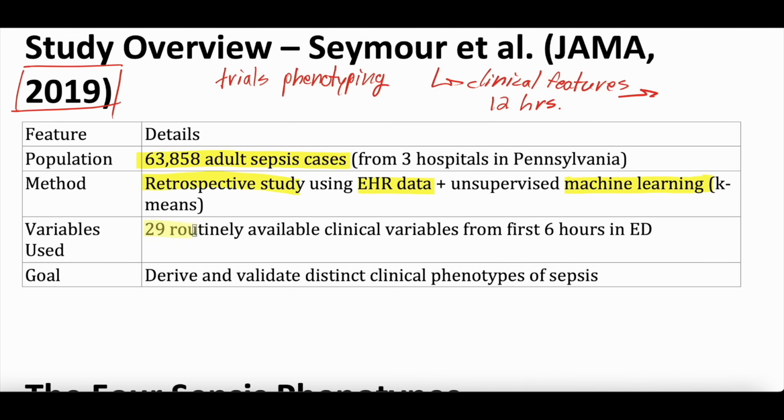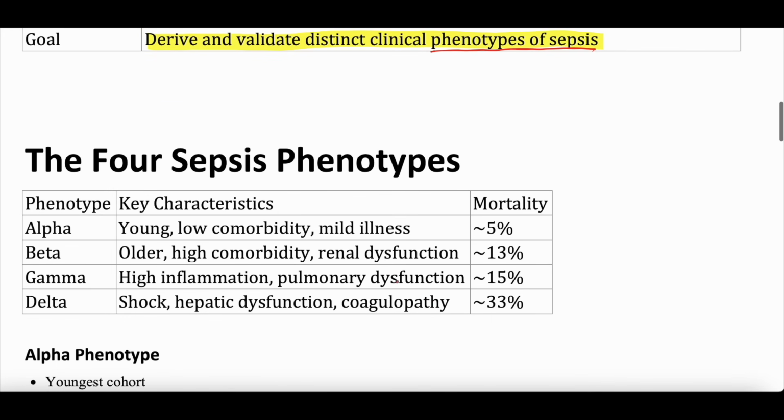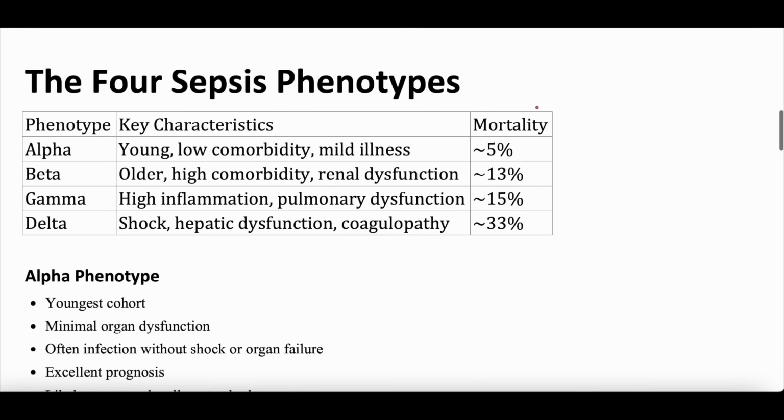They then found 29 routinely available clinical variables from the first 6 hours. We said 12 above, but it was even less than that: the first 6 hours in the ED. Then they looked at these variables to try to validate whether there were distinct clinical phenotypes of these sepsis patients. They used complex algorithms, again above our level of understanding, to see if there were clusters of variables that would represent specific phenotypes of sepsis. And what they found was that there seemed to be 4 different sepsis phenotypes. Now, the caveat to all this is that it's based on one trial, okay?